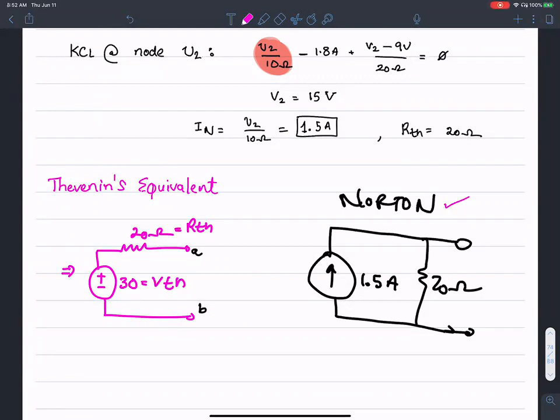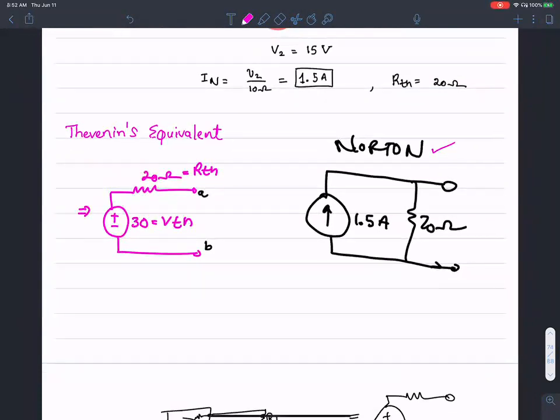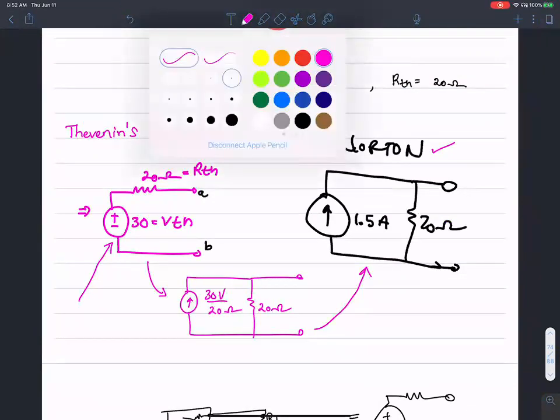They are source transformations of each other. If I were to take this voltage source here and transform it to a current source, then the current would be 30 volts divided by 20 ohms, in parallel with 20 ohms, which is exactly the same as the Norton equivalent. So the Thevenin equivalent and Norton equivalent are source transformations of one another.